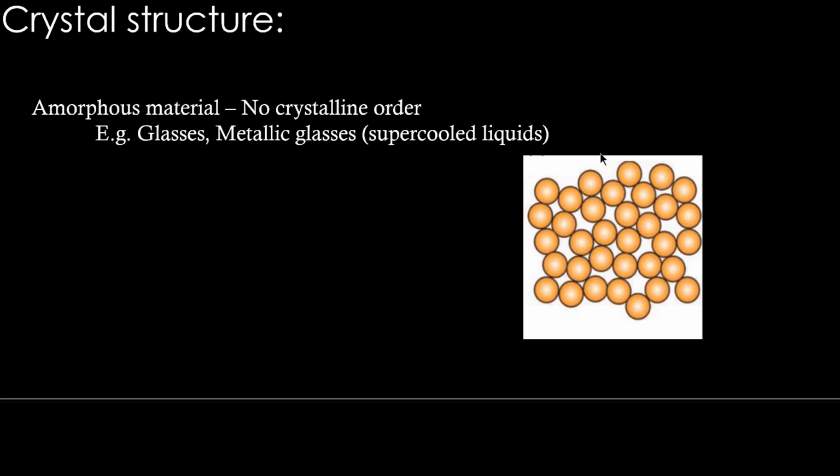That is how they are formally defined. It is more like a liquid which doesn't flow, an extremely viscous liquid. That's how glasses should be understood. But there is no crystalline order. That is the important takeaway point about the amorphous materials.